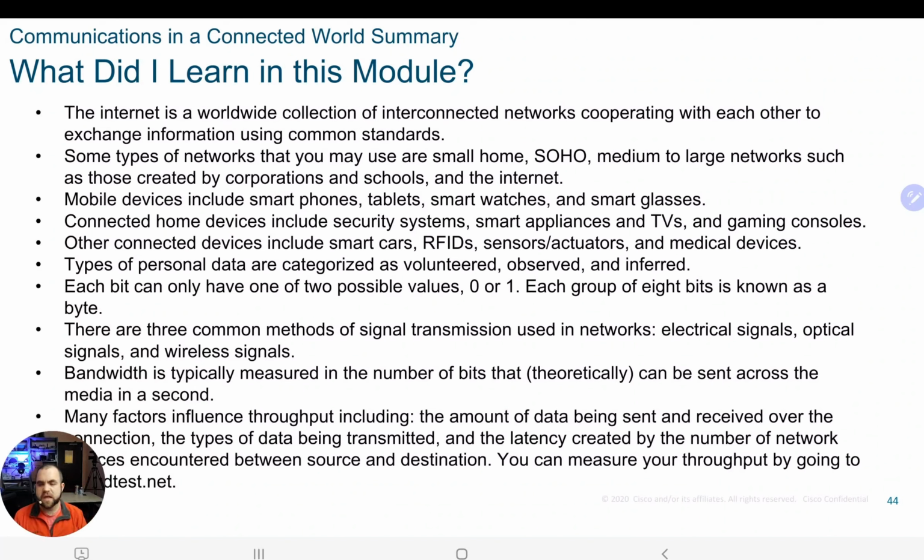Some of the specific mobile devices include smartphones, tablets, smartwatches, and smart glasses. Some of the connected home devices that you'll see would be our smart appliances, TVs, gaming consoles, and security systems. Those all fall under mobile devices and connected home devices. And then you also have other specialized connected devices.